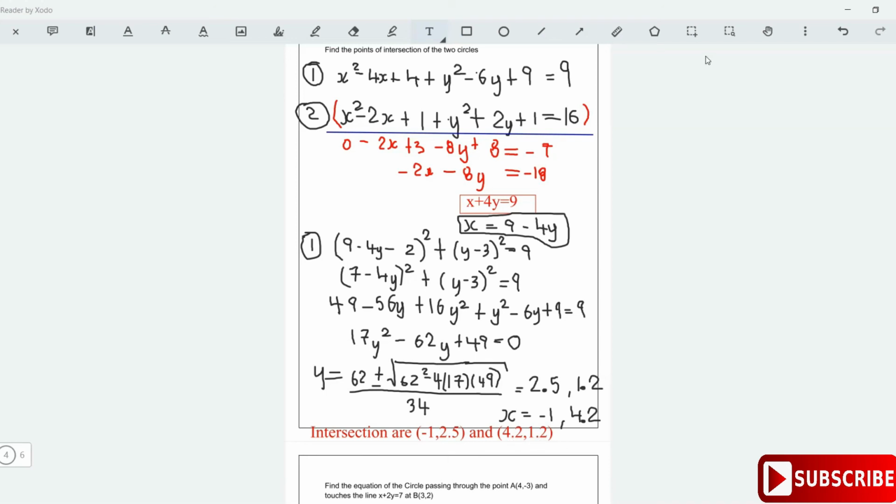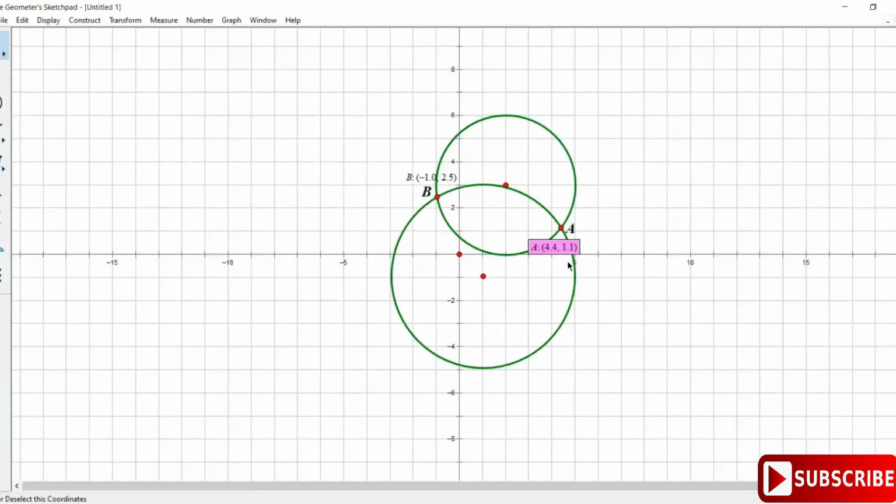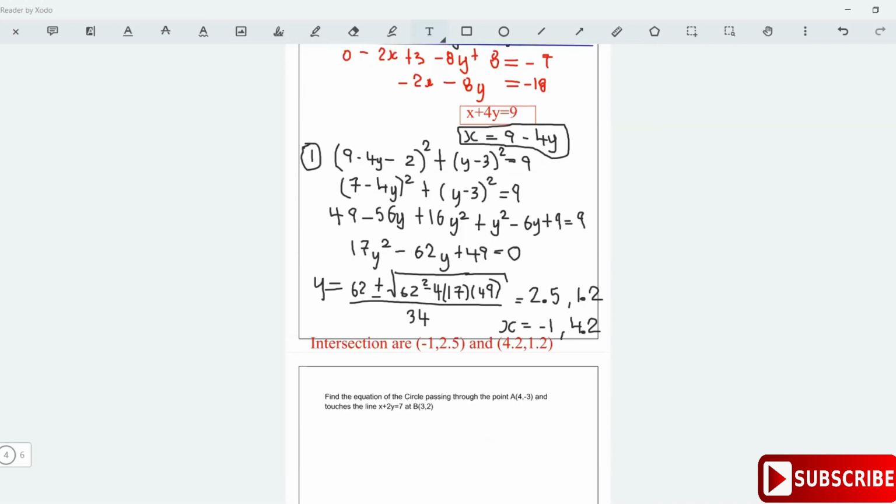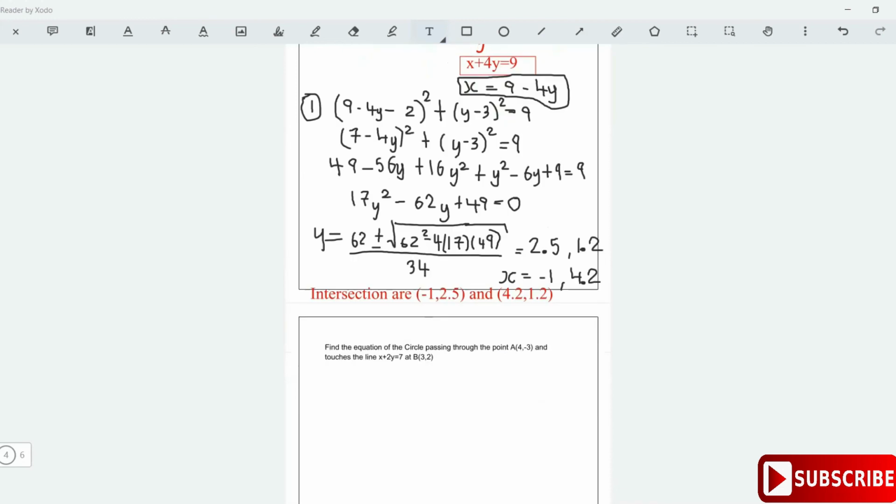All right, but this is the exact solution for the graph. It should have been (4.4, 1.1) and (-1, 2.5). I got the (-1, 2.5) pretty accurate. But this part, (4.4, 1.1), because I rounded off, it affected the values. But that's how we find the point of intersection of a circle. So again, you have to remember how to find the point of intersection of circles.